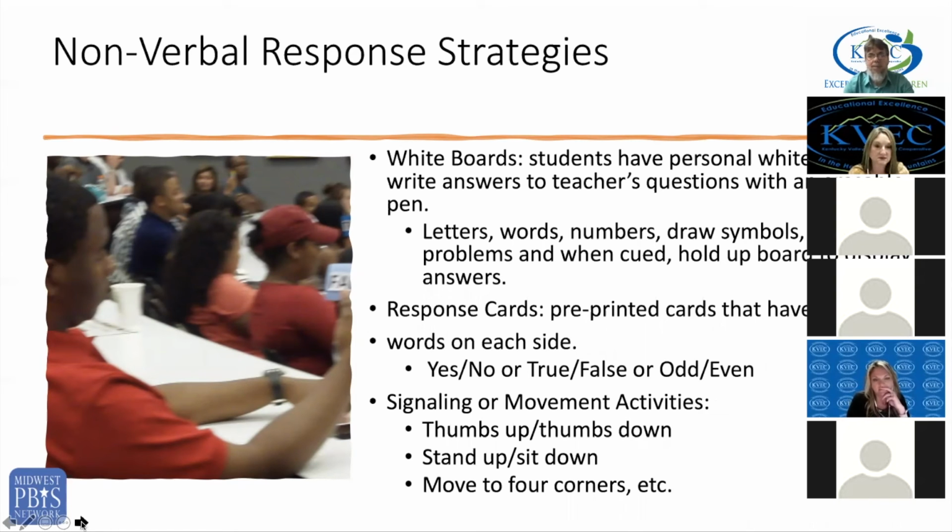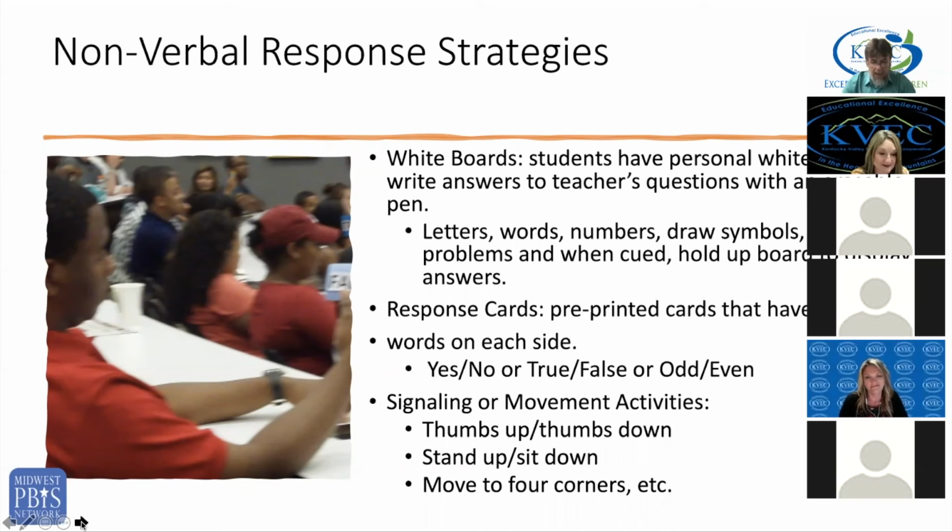The four corners one's pretty cool. You ask them a question. If you think it's A, go to corner one. If it's B, corner two, then throughout the room. And that way you get students moving. And then once they get into the position, have them defend their answer or explain why they thought it was this corner versus another corner. So it's just a way to get kids up moving. Because if they sit for a long time, they get a little bored, I get a little bored myself.